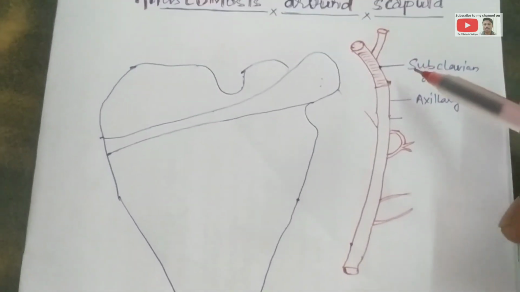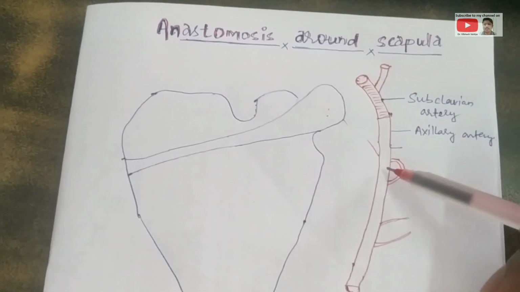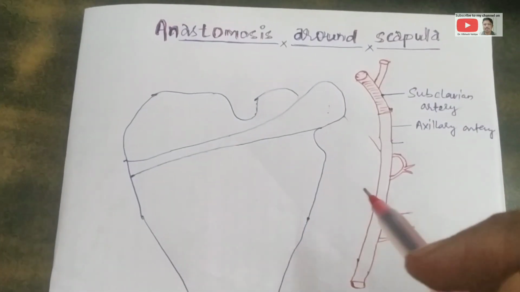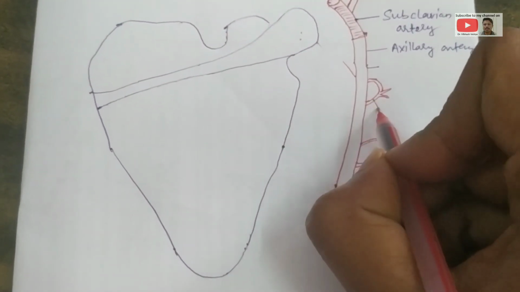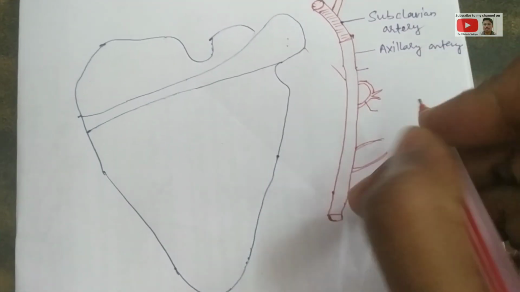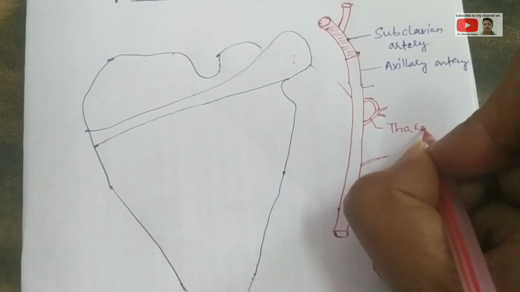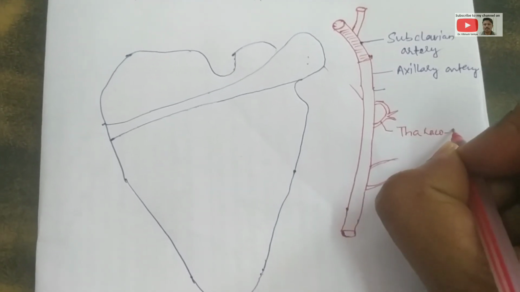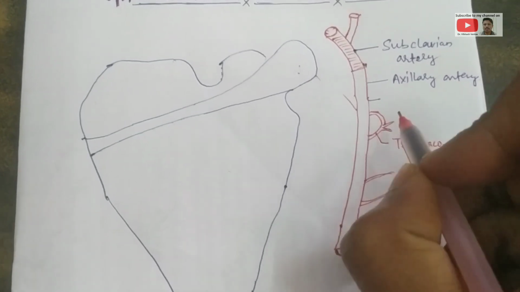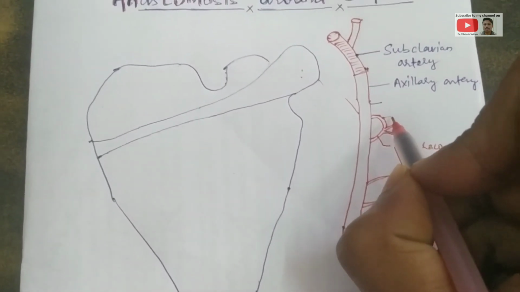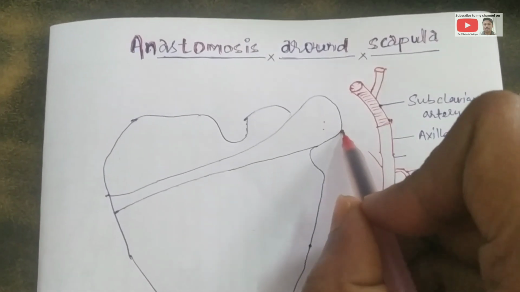This is the subclavian artery. This is the axillary artery. Okay, and from the first part of the axillary artery, one of the branches arises, and this branch is known as the thoracoacromial artery. Okay, and from the thoracoacromial artery, one of the branches arises that is known as the acromion branch of the thoracoacromial artery. This is the acromion branch of the thoracoacromial artery.